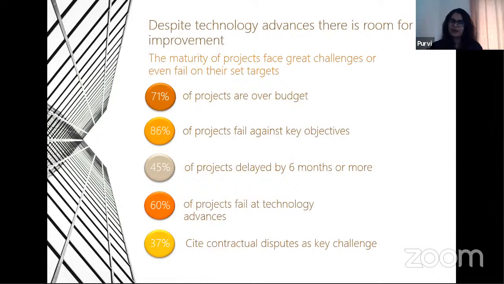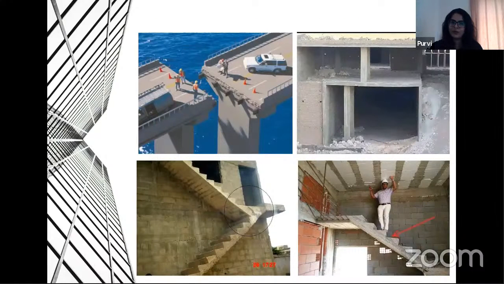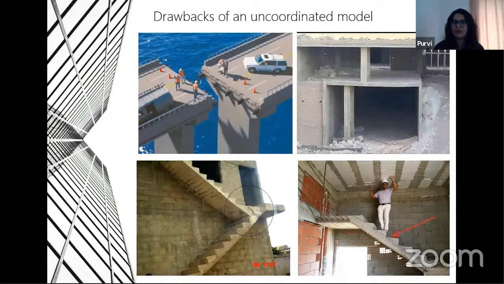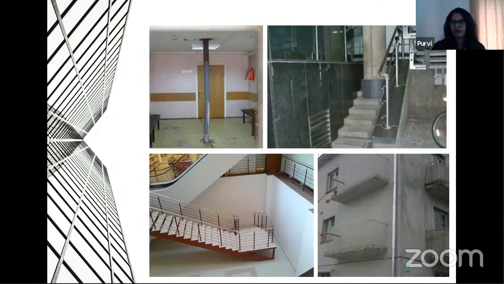These are a few site problems, the issues that we come across, the drawbacks of an uncoordinated model. Why a coordinated model is very necessary is that you must have also come across these issues on your site, where there's no coordination between two services, or no coordination between the person who is building and the site supervisor. Here are just a few images of what happens when there is no coordination between the verticals.